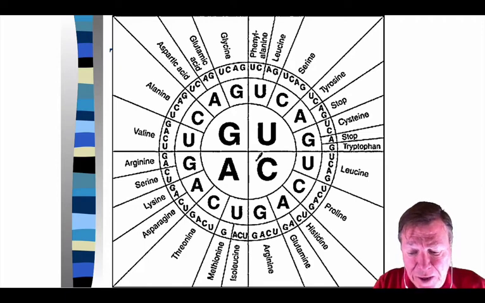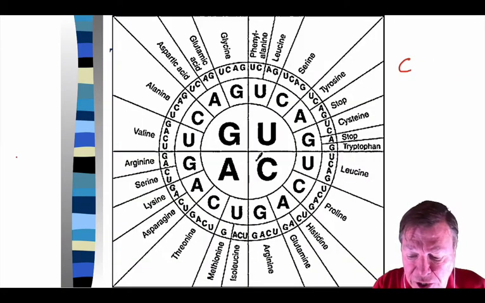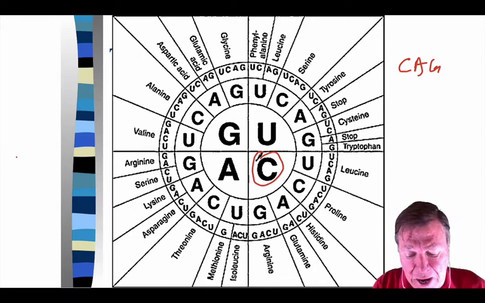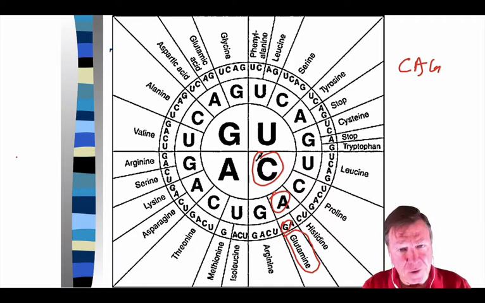So again, what was it? It was CAG. So we start with C. We go out to A. We go to G. And it's glutamine. You just work your way out. The first letter of the codon is the innermost circle. The second letter is the second circle. The third letter is the outermost circle.